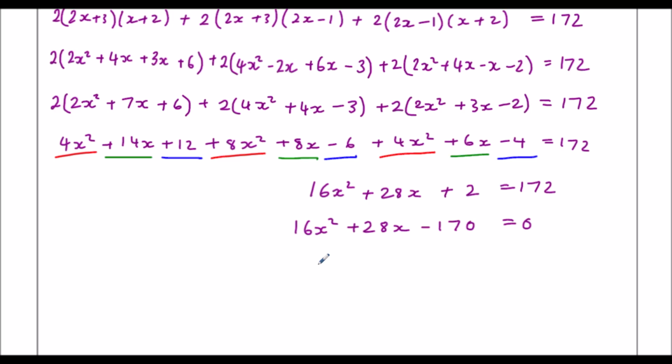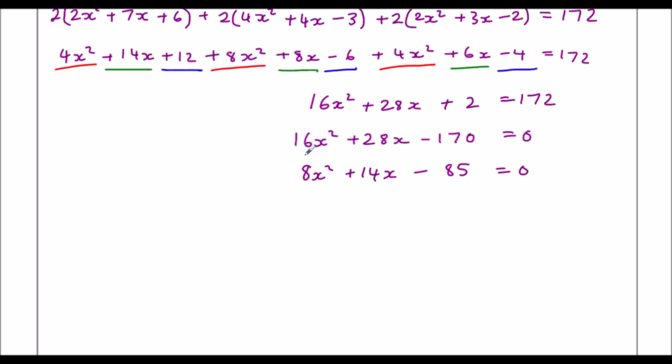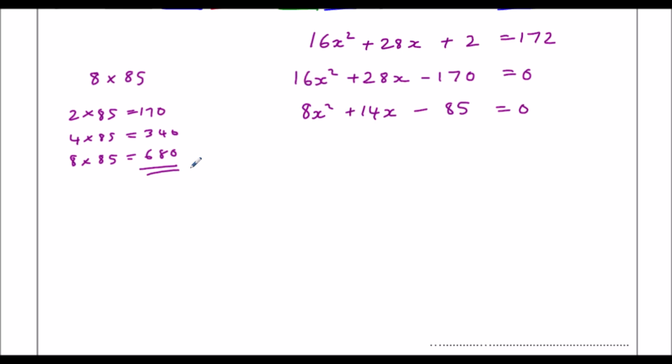Now we need to factorize this. To make it easier, we can halve all of the terms. Half of 170 is 85. There are lots of ways of factorizing these quadratics with something other than 1x squared. They all involve multiplying a by c. So 8 times 85. 2 85s are 170, double that, 4 85s are 340, double again, 8 85s are 680. So we're looking for something that multiplies to make 680 and adds to make 14.